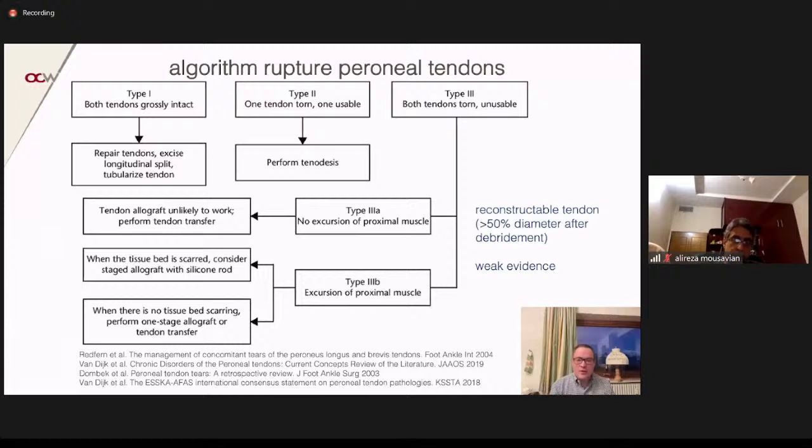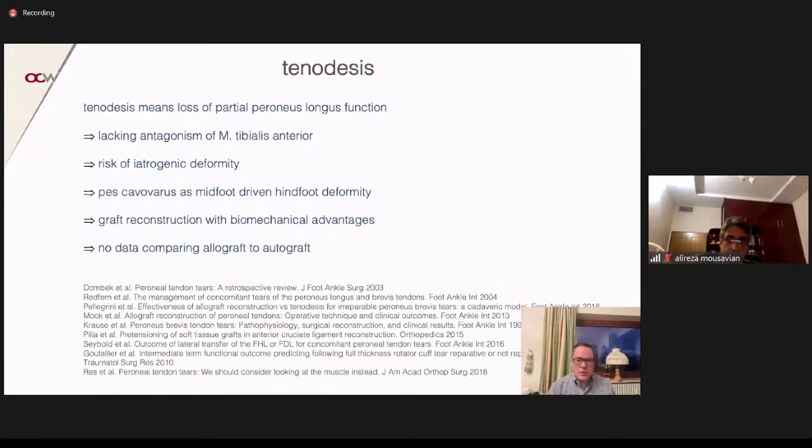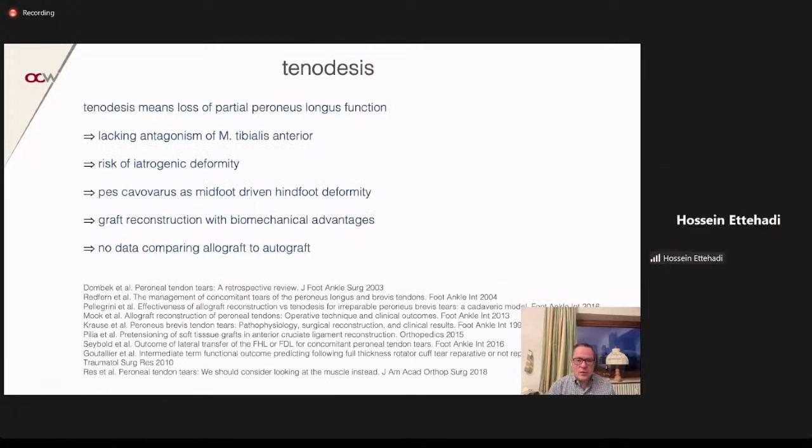It needs to be stated that the overall evidence for these recommendations is weak, and I have to say that I really have a bit of a problem with tenodesis, and I also do not like the two-stage procedure for reconstruction. The reason for this is that tenodesis of the peroneus longus to brevis always means a loss of partial peroneus longus function. The peroneus longus is a very important antagonist of the anterior tibialis muscle, and if we are losing that antagonism, there's the risk of an iatrogenic deformity, of a pes cavovarus, a midfoot-driven hindfoot deformity that might jeopardize our reconstruction.